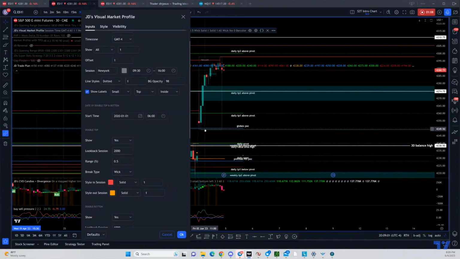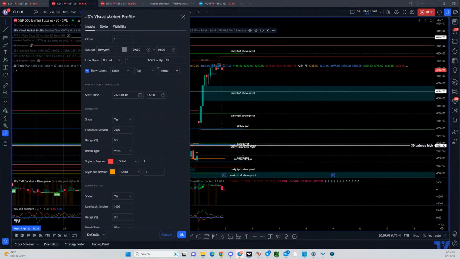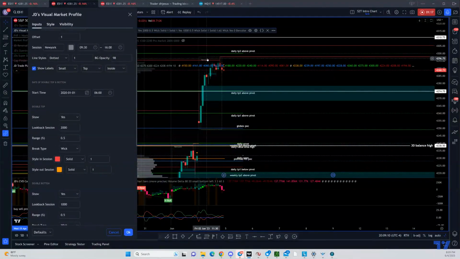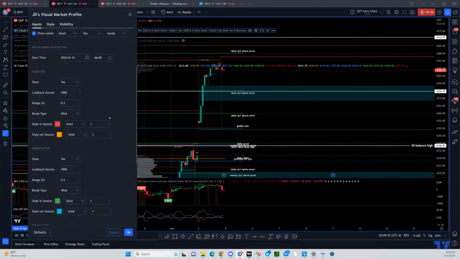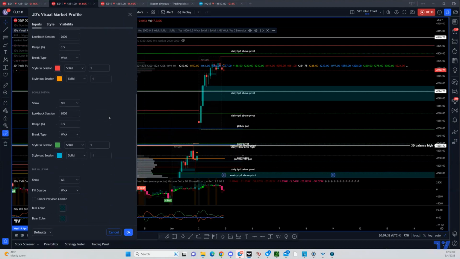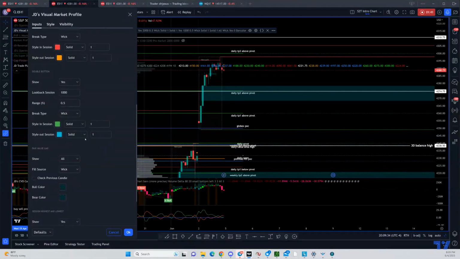It will give you a zone, what you see here highlighted in white, where the session is, where it says New York. Let me move this to the right. You can see it right here. It's going to show you a double top line in red, and if it's not a double top, it's going to show you the high of the session during the RTH. So it's going to be on the top no matter what. Bottom is the same thing.